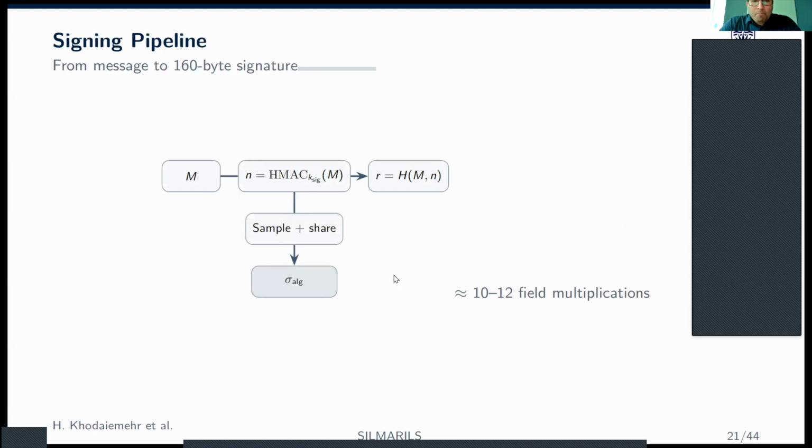So signing itself is just a short pipeline. Message M goes into the protocol. We apply HMAC, we do some sampling, and we do some Shamir secret sharing, and we form sigma alg by employing 10 to 12 field multiplications, and you will see the equation soon. And we also generate the receipt from the nonce and the message.